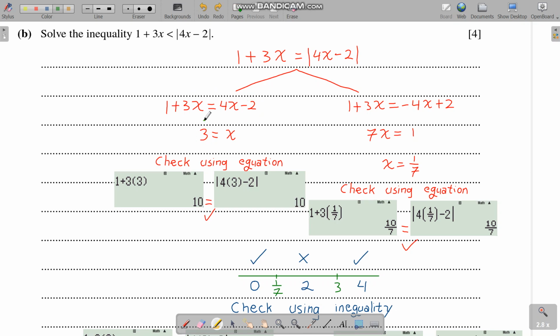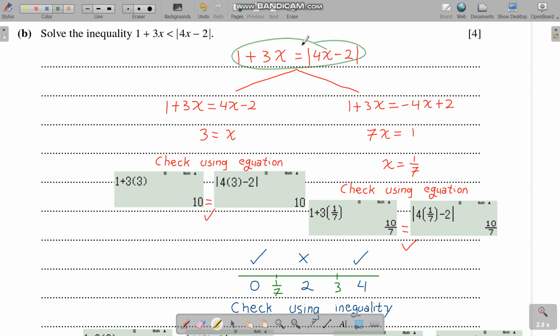And for the other equation, just move the minus 4x to the left, we get 7x. And the 1 to the right, we get 2 minus 1, which is 1. And divide by 7, you get 1 over 7. After you get the two solutions of the modulus equations, you have to check. So you have to check using the equation, of course.